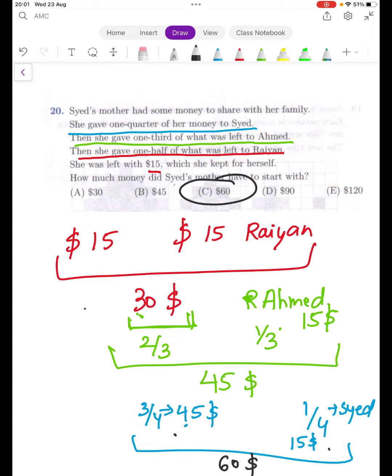We got the same answer in a different way. This question worked better in a pictorial way. I hope all the answers are clear.